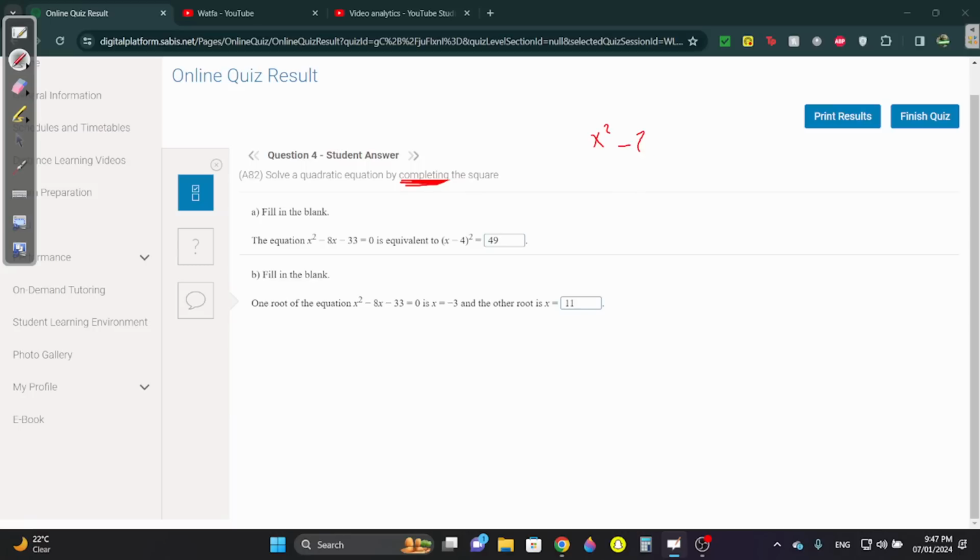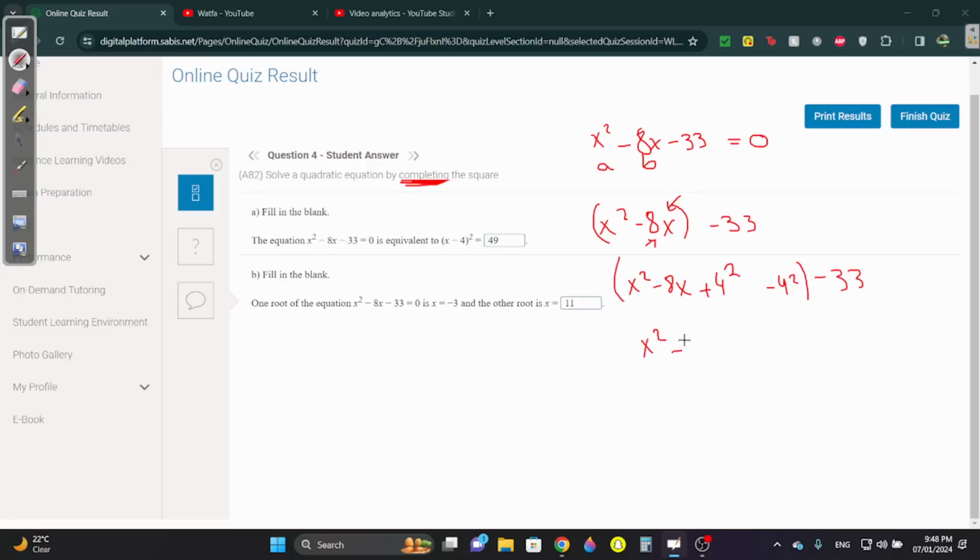I'll put the link, like the AMS quiz, I'll put the link in the description. X squared minus 8x minus 33. To complete the square, isolate a and b and factor it out. In this case, there's no coefficient for x squared, so there's nothing you need to factor. Then you add and subtract the square of half the coefficient. So it'll be x squared minus 8x plus 4 squared minus 4 squared, since 8 divided by 2 is 4. Then you have minus 33 outside.